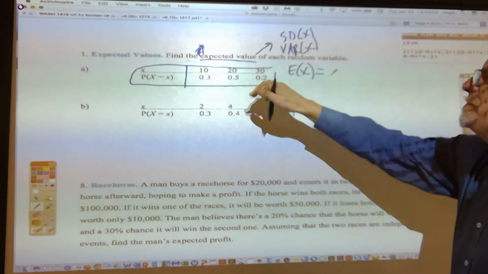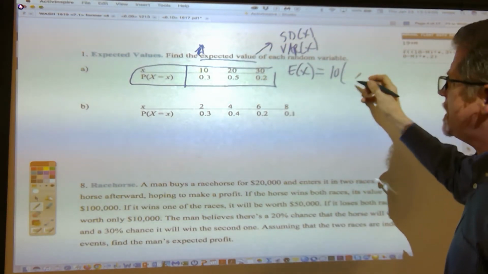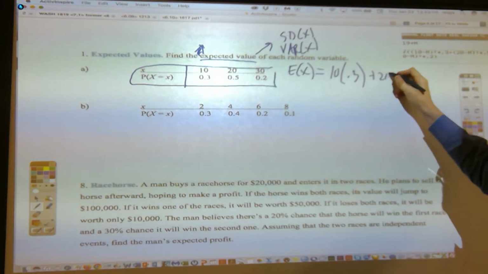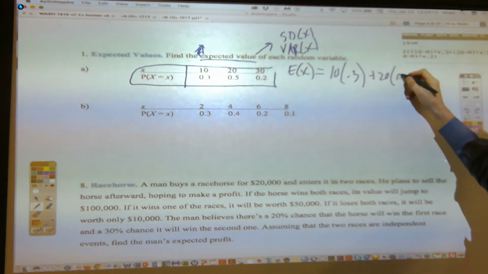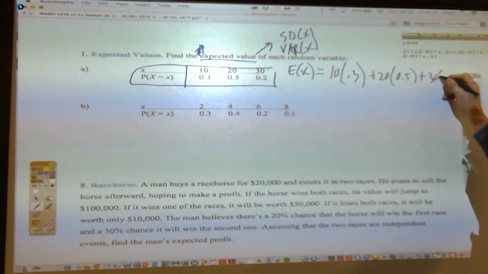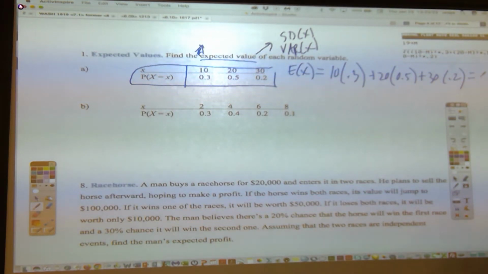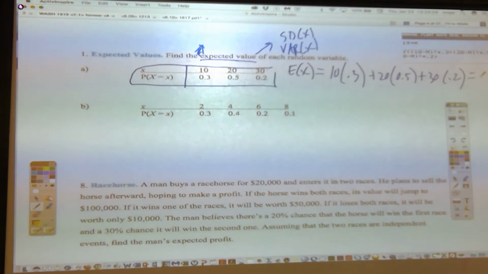Here we go. What's the expected value of the random variable? On your calculator, if you haven't already, please type in 10 times 0.3 plus $20 million happens 50% of the time, plus 30 million happens 20% of the time. Type that into your calculator. Tell me, what is the expected value of this random variable? Raise your hand when you found one other person in your group who agrees with your calculator result. What did you say, though?